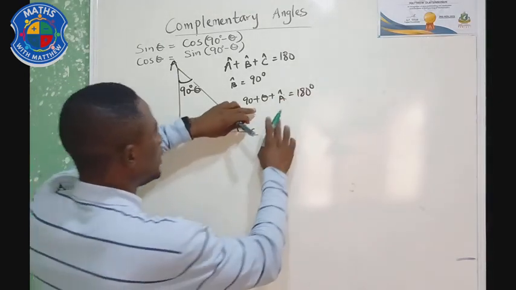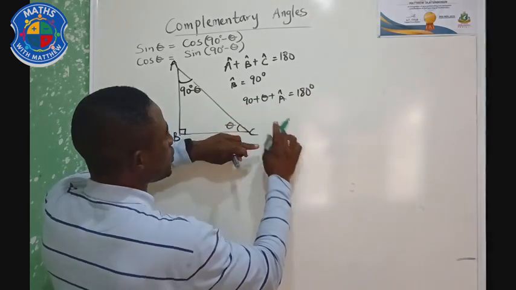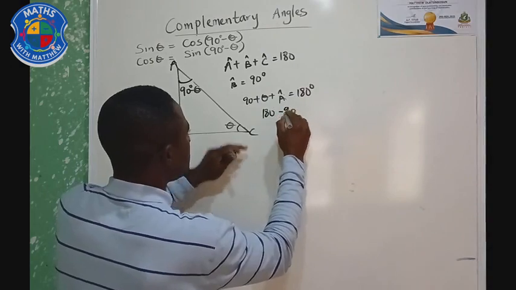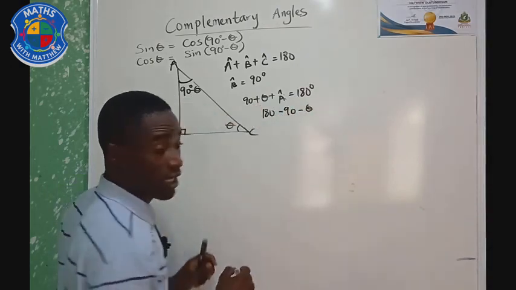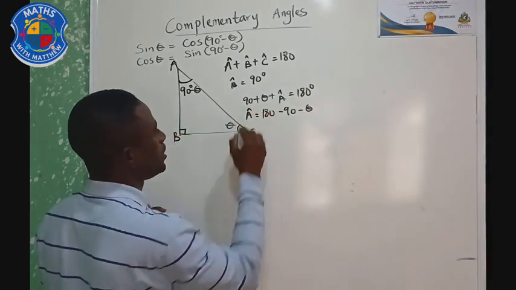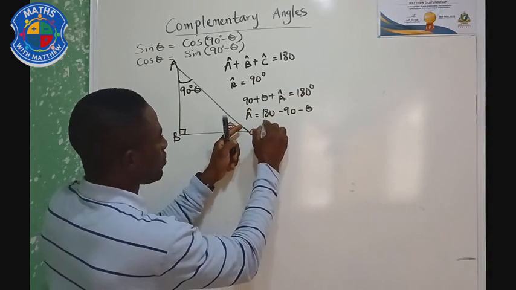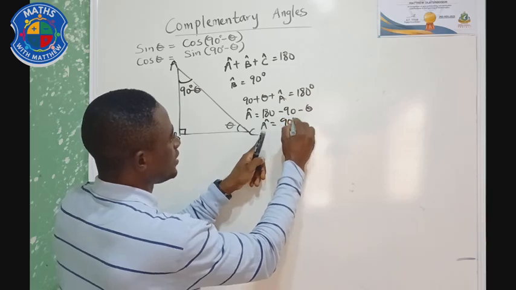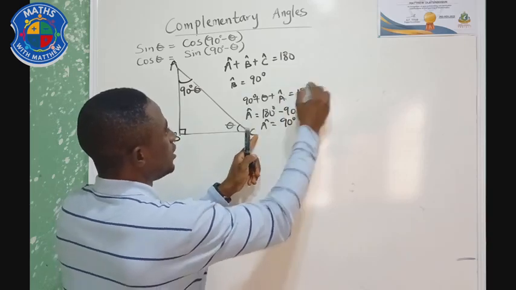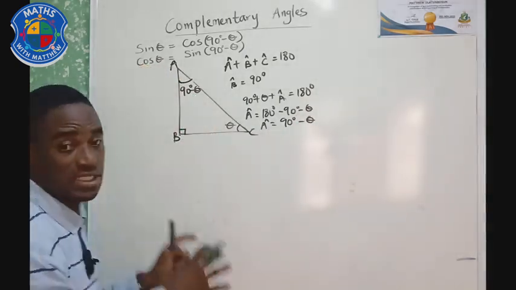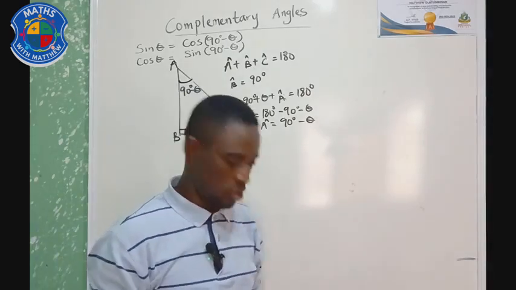Right? So here, let me make angle A the subject of the formula. I can say 180, take this 90 there, minus theta, must be equal to my angle A. So that means angle A will be equal to 180 minus 90, which is 90 degrees. Everything is in degrees here. 90 degrees minus theta. That is how we got this one to be 90 minus theta. Is that clear? Okay, good.